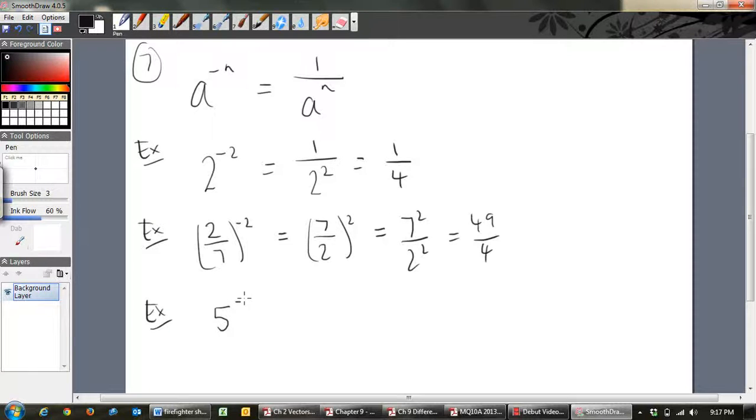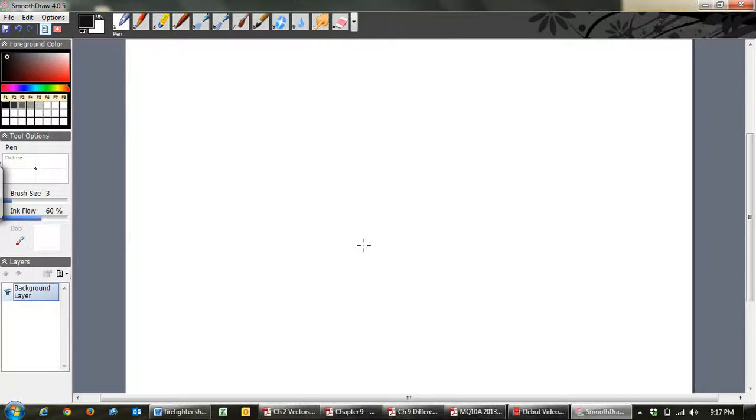I'll just do another one. 5 to the negative 3. What would that be equal to? Well, again, that means 1/5 cubed, because that puts the negative on the bottom line, which is 1/125.